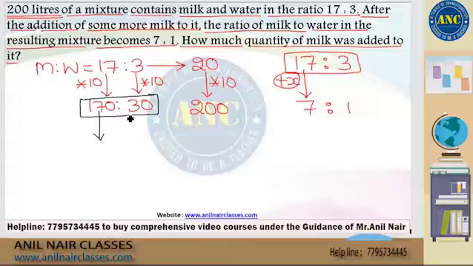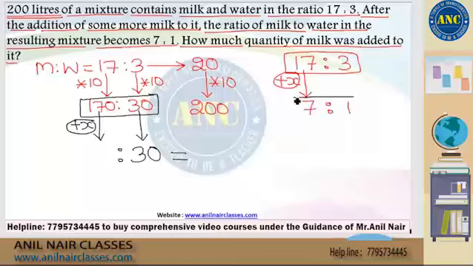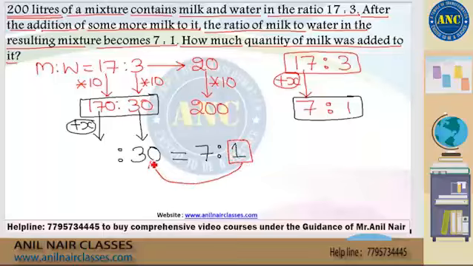How will water get affected if you add milk? The same amount of water which was there earlier, finally also it will be the same. That means I am adding some milk into the vessel, but I am not adding any water. Water also will be finally 30 itself. Milk will be something. Because of this addition of extra milk, the new ratio is nothing but 7:1. According to the ratio, water is 1. According to the question, water is 30.